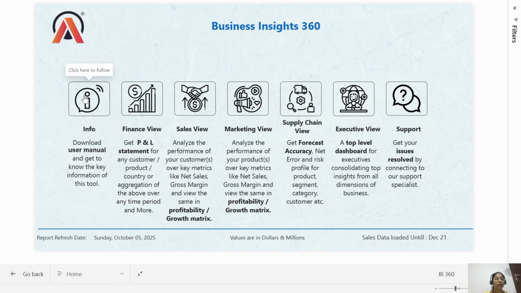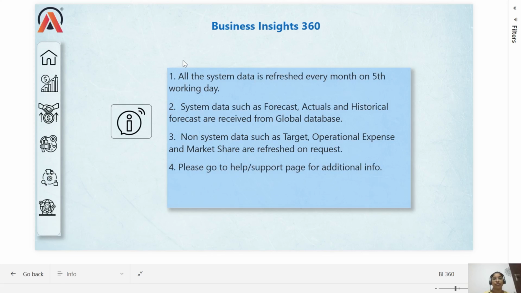Then let's move on to the info page. The info page contains key information about this project. Here, all the system data is refreshed every month on the fifth working day. In my local system, connected to the global database like SQL, I get the forecast, actuals, and historical forecast data for analyzing in the Power BI dashboards.